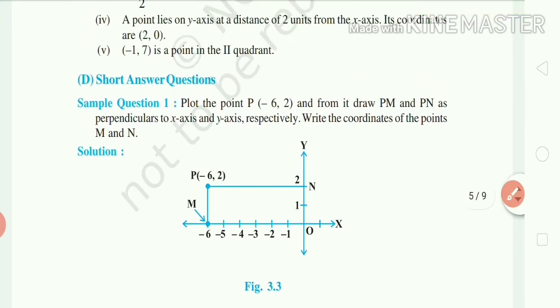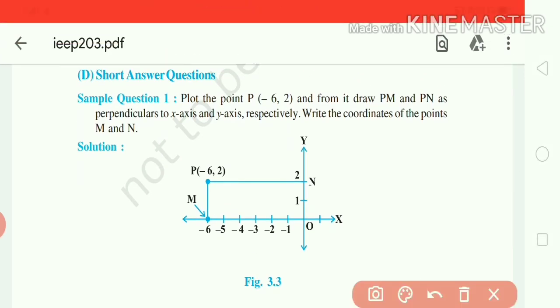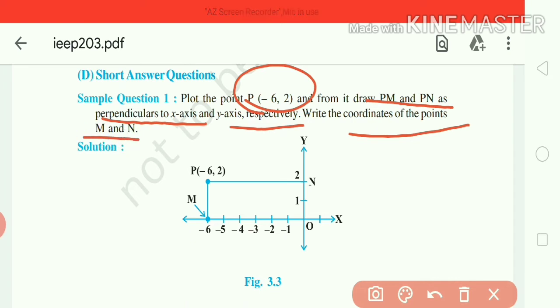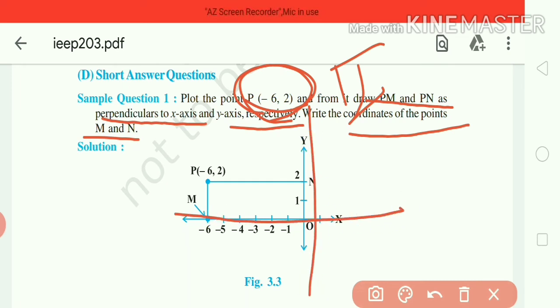Now come to the sample question. Here we have given to plot the point P, and from it draw PM and PN perpendicular to the x-axis and y-axis. Find the coordinates of the points M and N. At first we have to plot (-6, 5). You know that x is negative and y is positive. This will happen in the second quadrant. So let us draw. Then this is your -6 at x and this is positive 2 at y. So you will get (-6, 2) here.